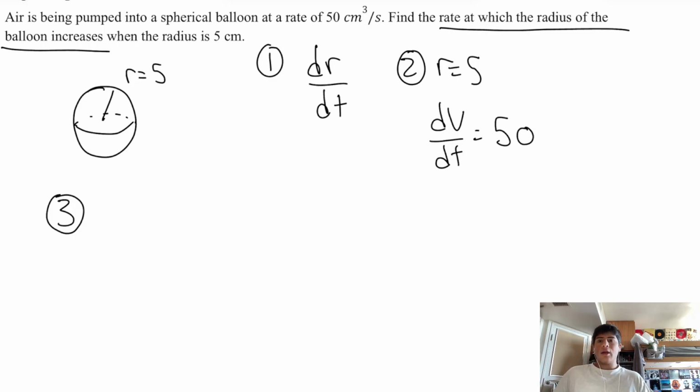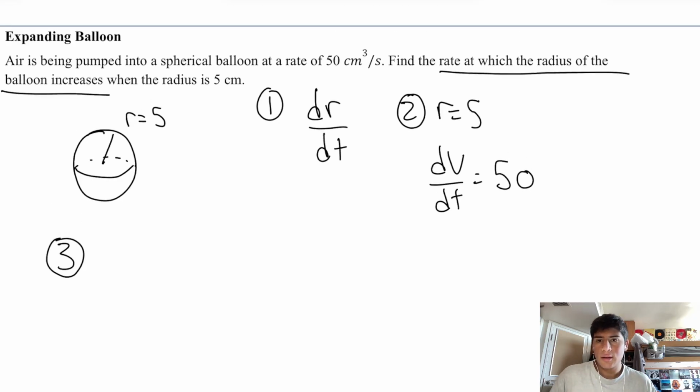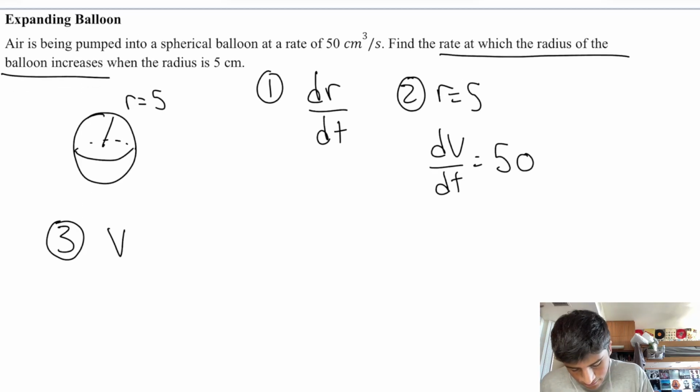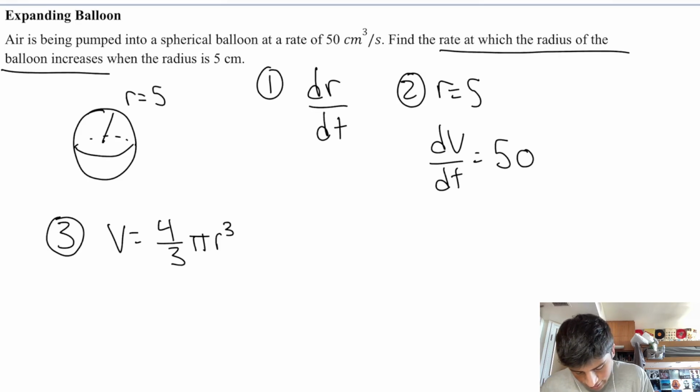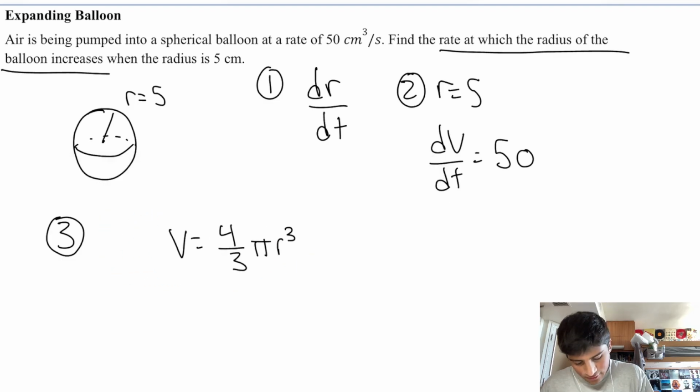What is an equation that relates these? Well, we can use the volume of a sphere, V equals 4 over 3 pi r cubed. Okay. And the only two variables here are V and r, and we want dr over dt, and we have dV over dt, so we don't need to do any more manipulation. We can just take the derivative with respect to time.